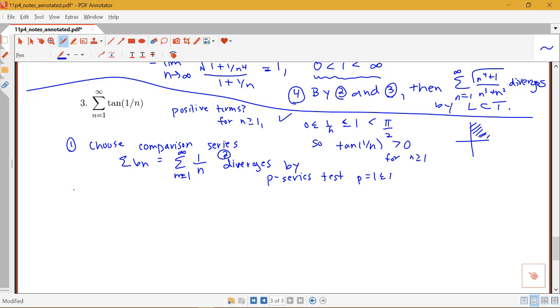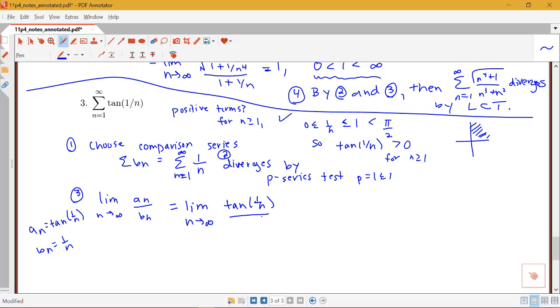Okay, so what about our limit work here? Well, I'm going to need to do the limit as n goes to infinity of a n over b n. Remember, our a n's are tangent of 1 over n, and the b n's are 1 over n. So I'm going to have this limit as n goes to infinity of tangent of 1 over n over 1 over n. Okay, so we notice that as n goes to infinity, 1 over n is going to 0.